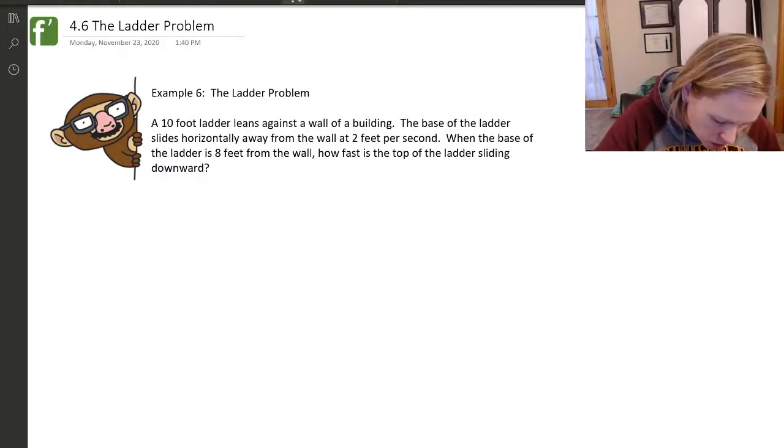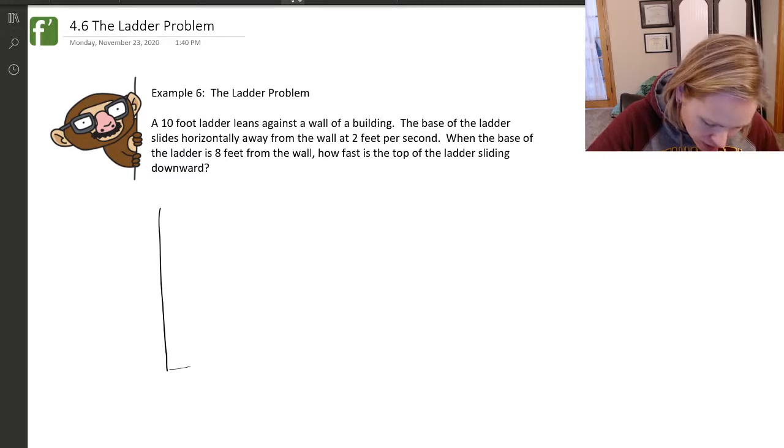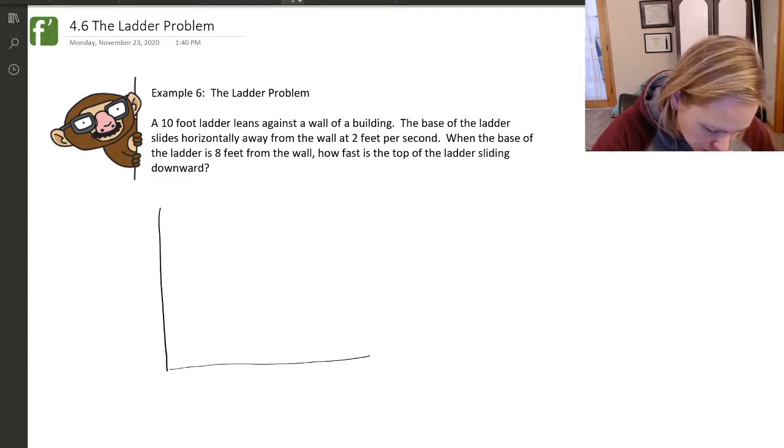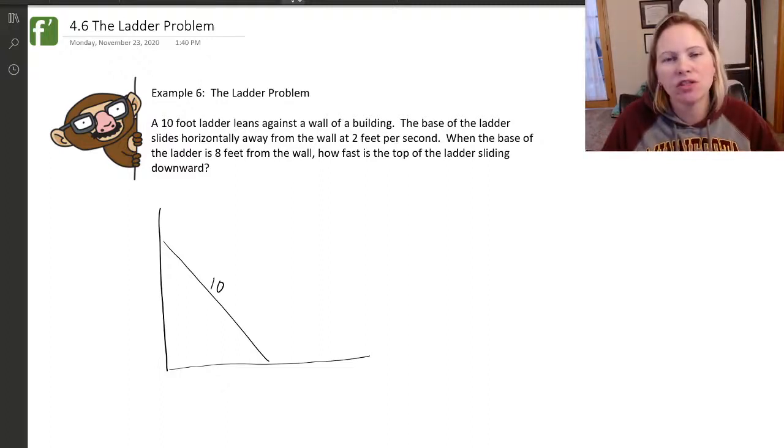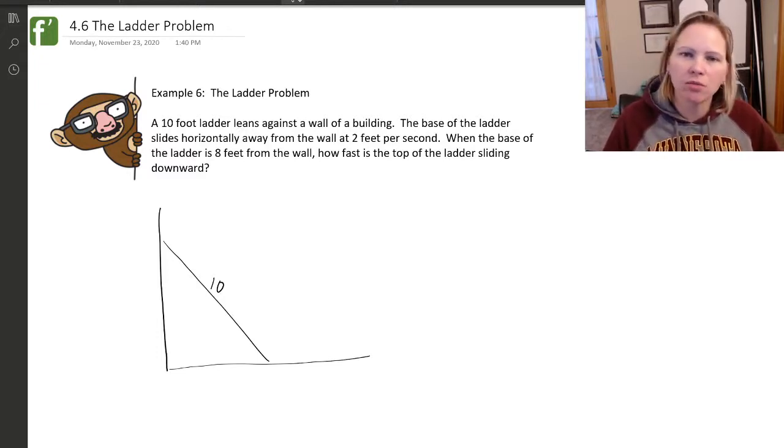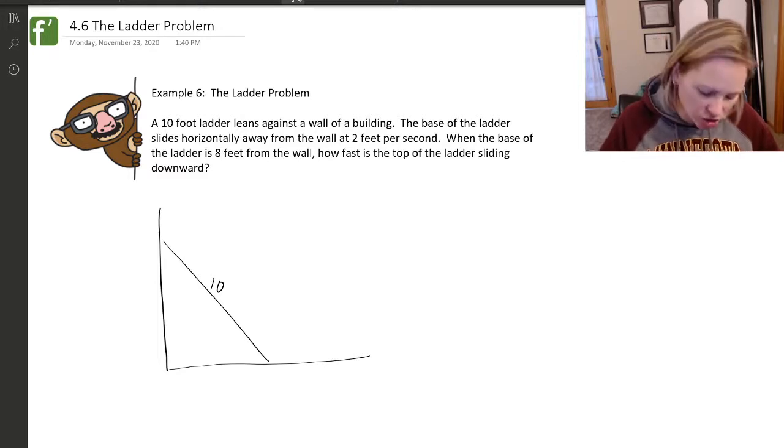So we have a wall, right? So here's our building, we have a floor, and then here's my ladder. So it's a 10-foot ladder, and I'm only going to write numbers that are fixed in my picture. If I'm given a specific distance or a length or something that's going to change over time, I want to make sure that I don't write that number in my picture. The only numbers that go in are numbers that are not going to change.